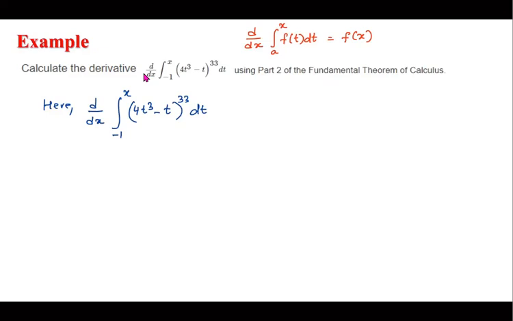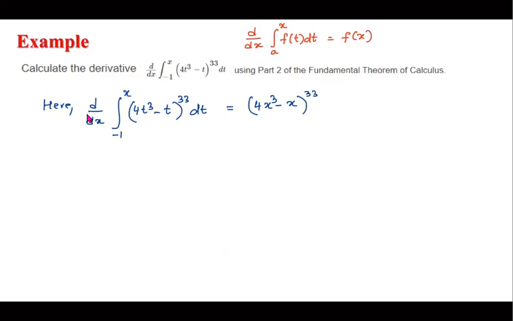Now, what this will be is, because this value is just x, and this is the function of t, our result will be just the function of x. So wherever there is t, we plug in x. So this result will be equal to 4x cubed minus x. So over here, it will be 4x cubed minus x raised to 33.